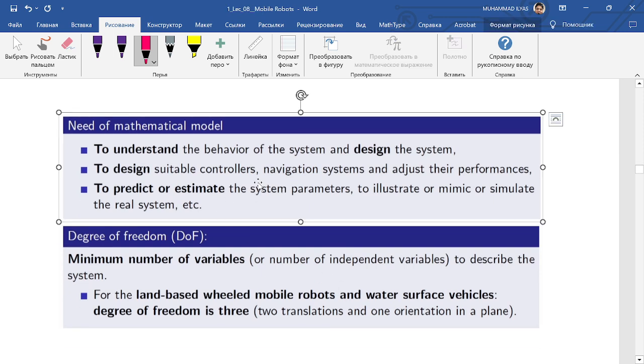So why do we need the kinematic models? This is the need of a mathematical model. Whenever we want to design a dynamic system, we have to create the mathematical models to understand the behavior of the system and design the system. This is the first step, right? And the second reason is that we have to design the controllers, navigation systems, and adjust some parameters of the actual systems. So we simulate all these scenarios in terms of the mathematical model before going to a real system.